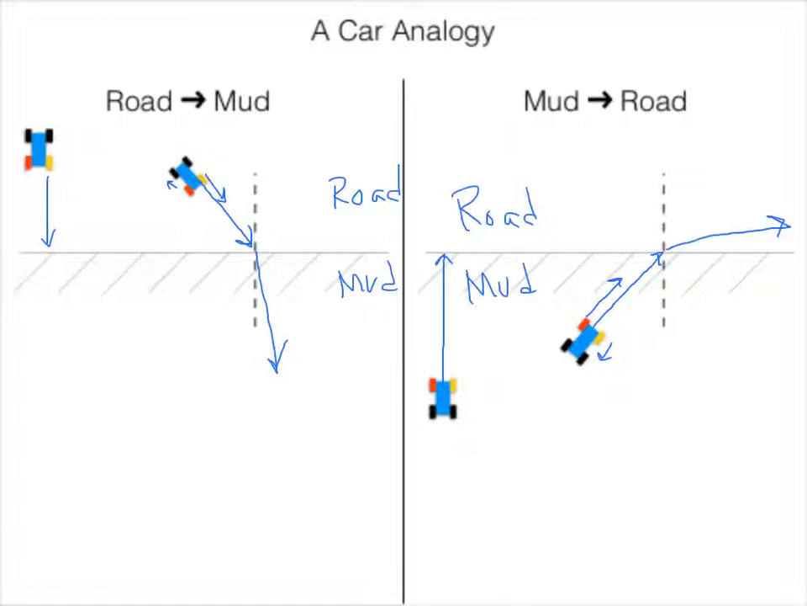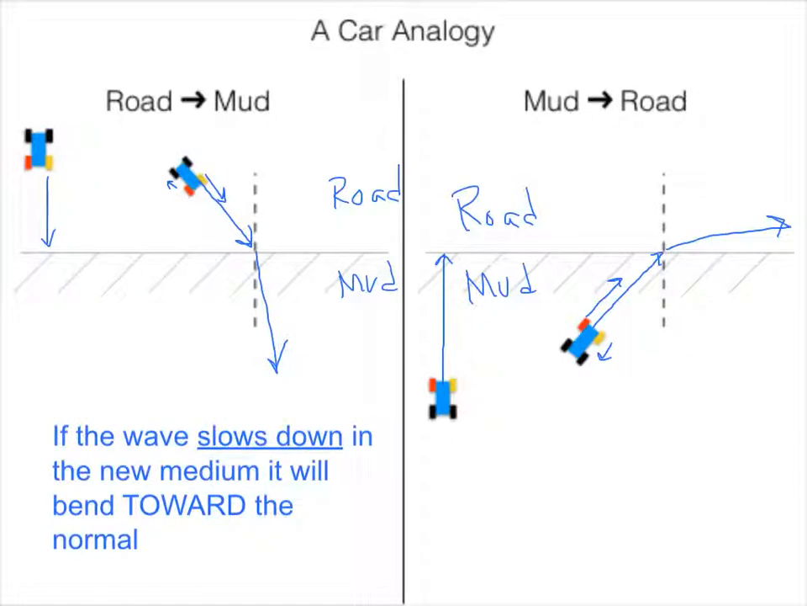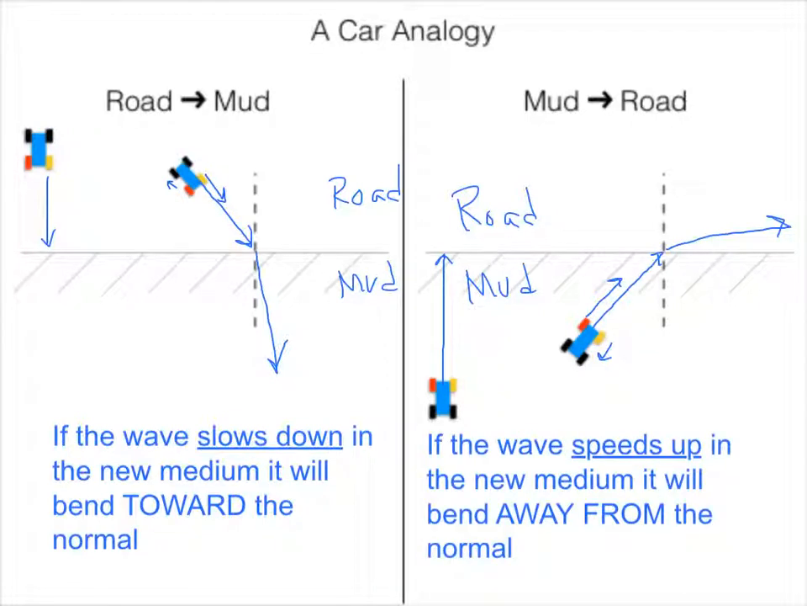We want to think about, is the wave speeding up when it encounters that new medium, or is the wave slowing down when it encounters that new medium? If the wave slows down in the new medium, it will bend toward the normal. If the wave speeds up in the new medium, then it's going to bend away from the normal.